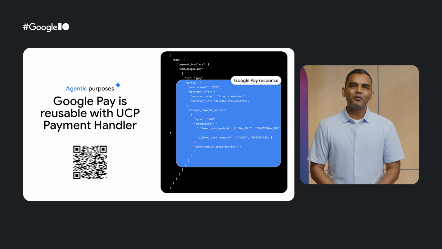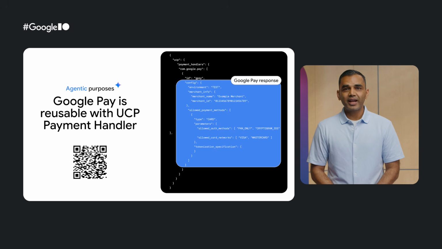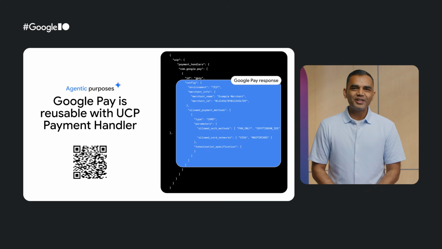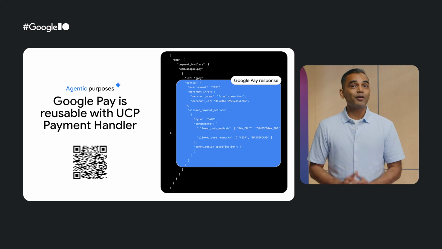Let's dive into it. We know the value of the work you've already put into your payment stack. While Google Pay SDKs handle the front-end UI, the heavy lifting happens in the back-end processing of secure tokenized credentials. Good news, developers. Your existing Google Pay backend and even your current merchant ID are fully compatible with the new Universal Commerce Protocol payment handler.